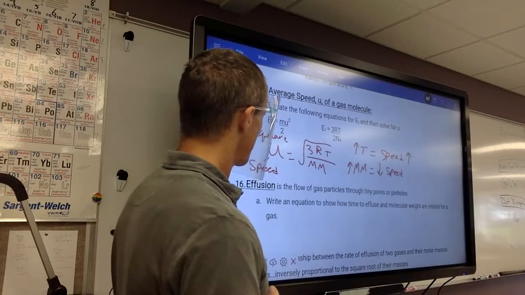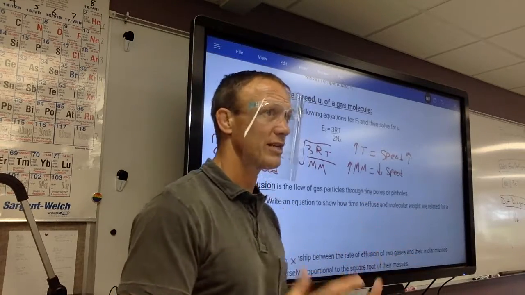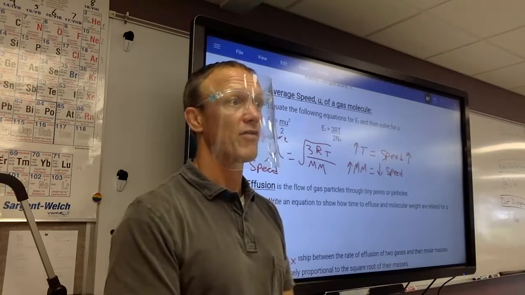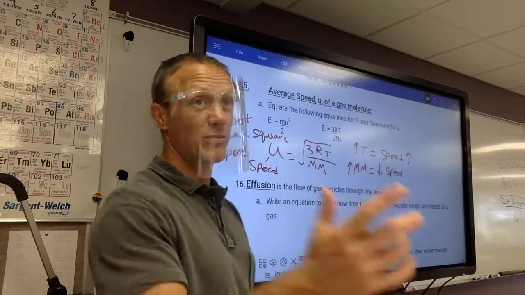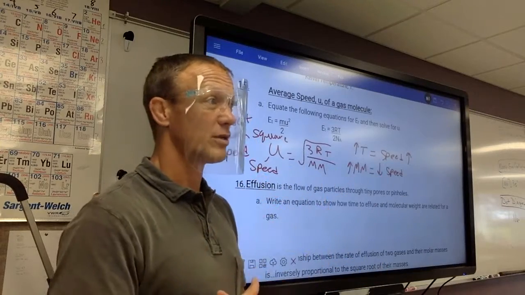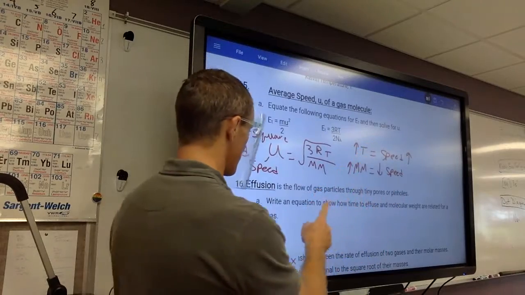So what do you think affects how fast the gas goes through those pores? If you just had to take a guess of how fast that gas moves through the pores. The size of the pores would matter, but let's just say it's the same size pores. So molar mass matters. How do you think that affects it?